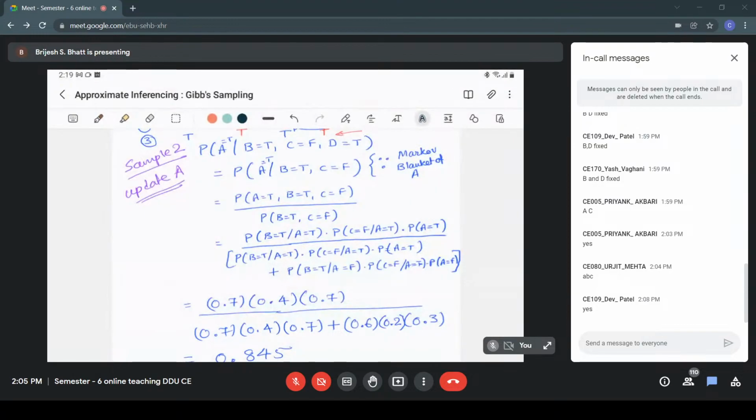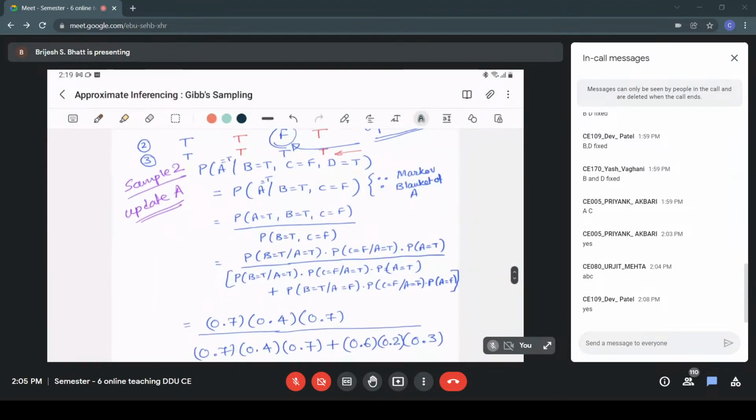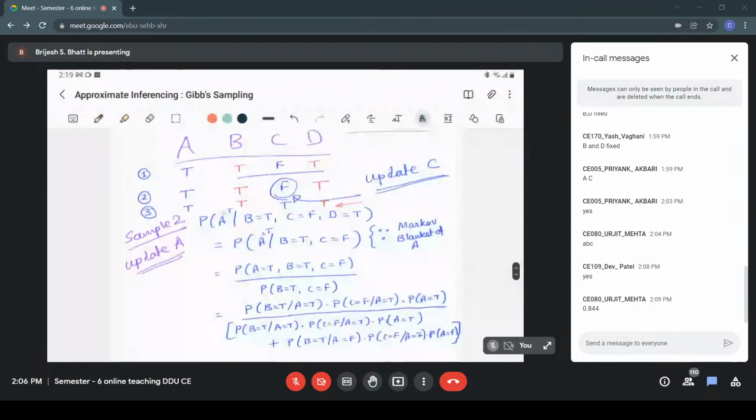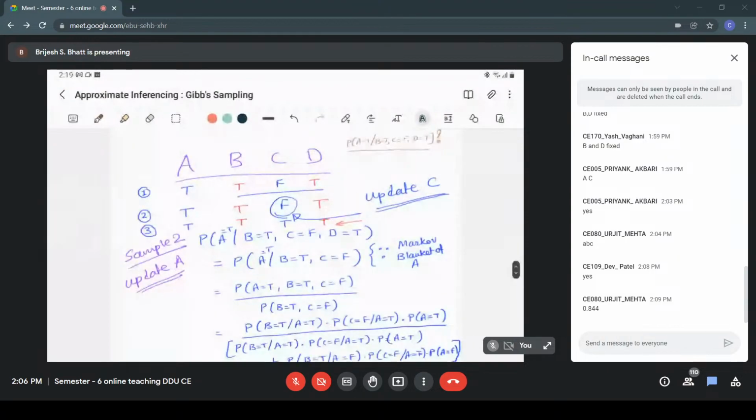Let us move to the third sample. So after the computation, we calculated probability of A is equal to true to be 0.845 or 0.844. Okay, so more or less same. So A remains true. So after computing this probability, A remains true. Now A is updated. Updated means its value is not changed, but we have computed and updated the value.